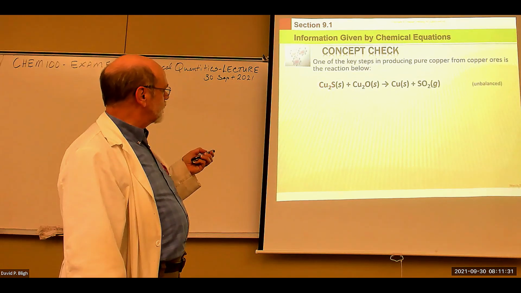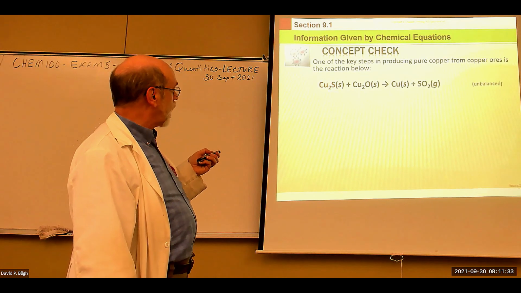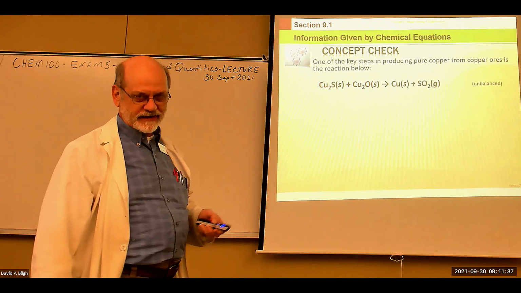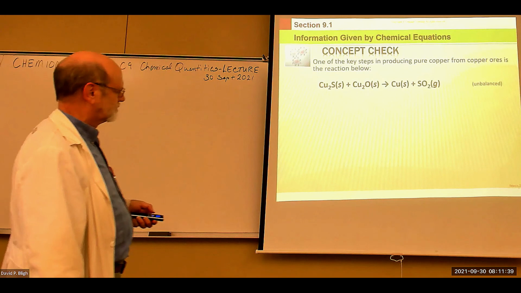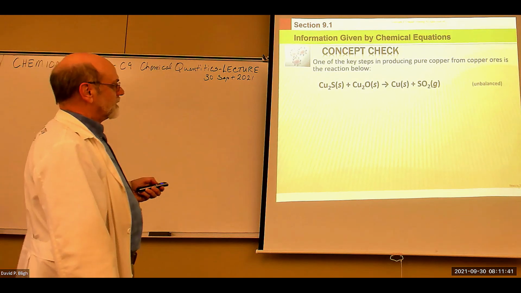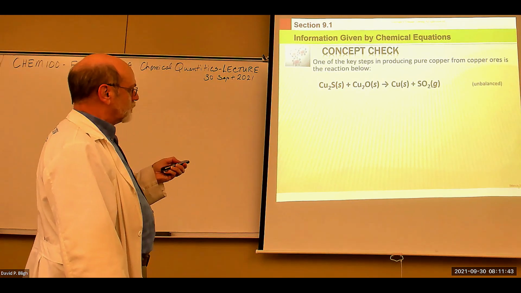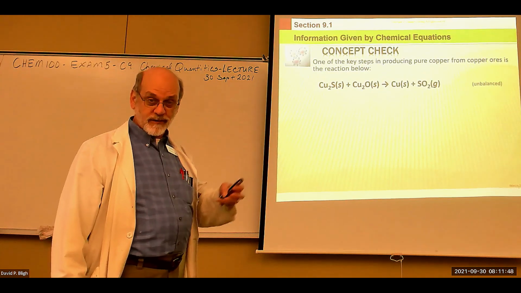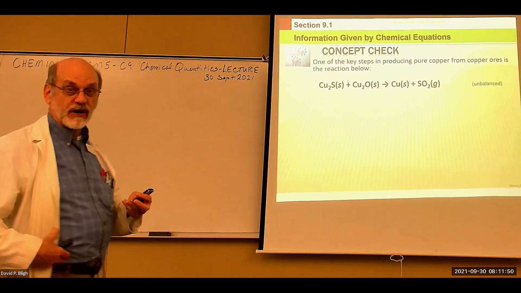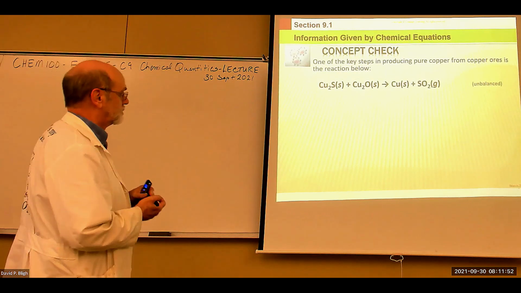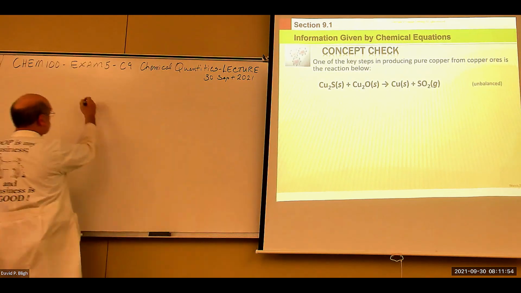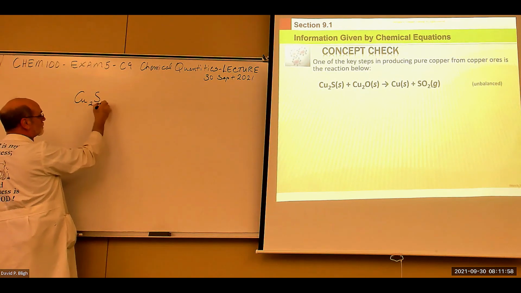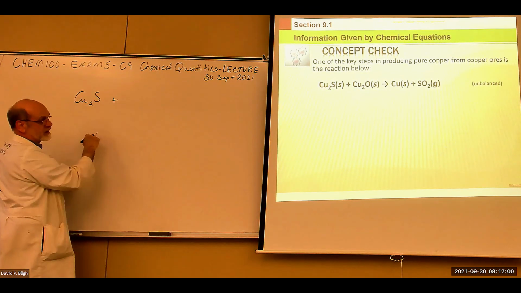This is copper 1 sulfide. And this is copper 1 oxide. So these are 2 different molecules, but it's unbalanced. So how do we balance it? Well, we could use the budget, right? If we used our budget procedure, I'm going to leave out the phases here.